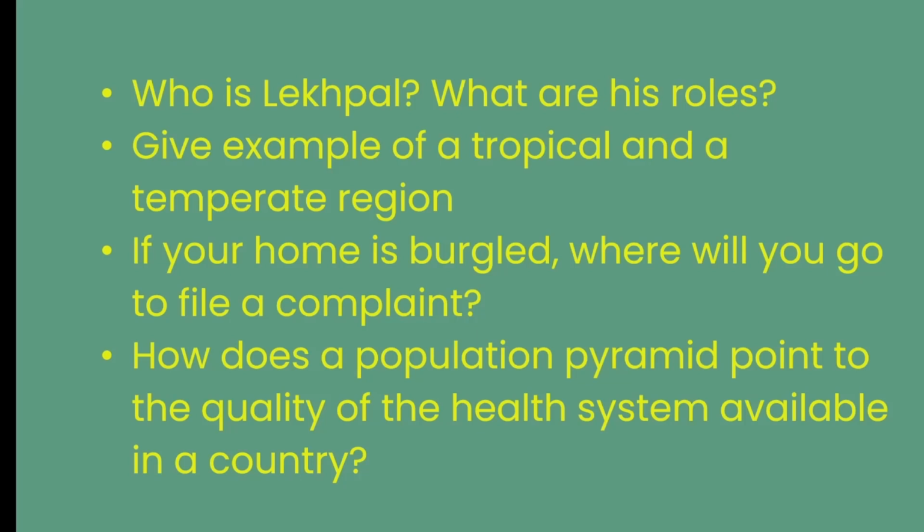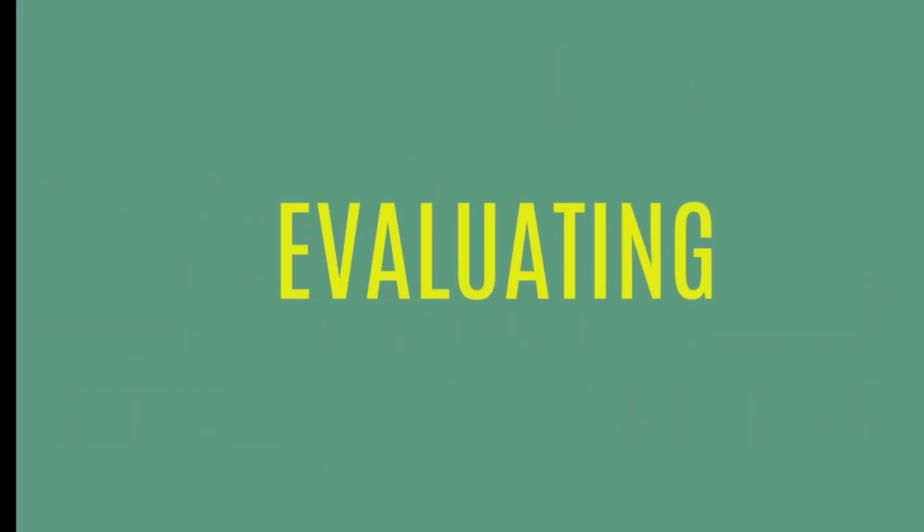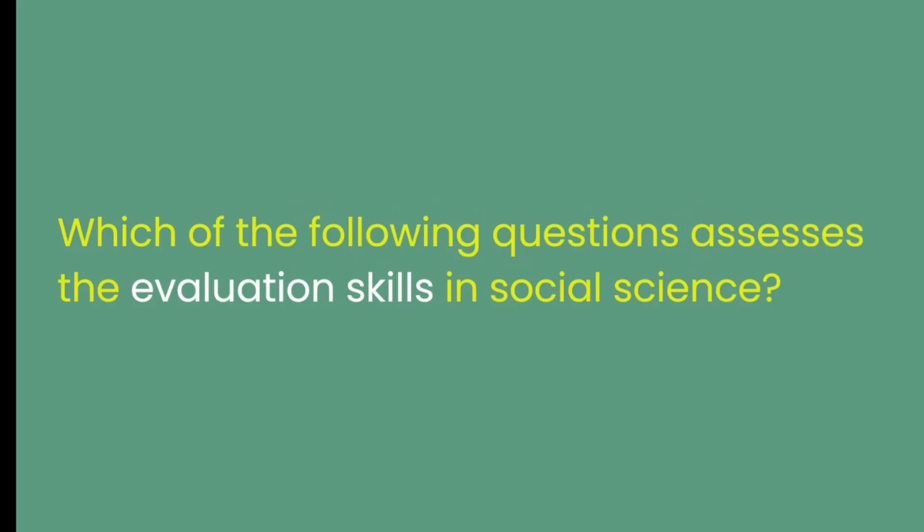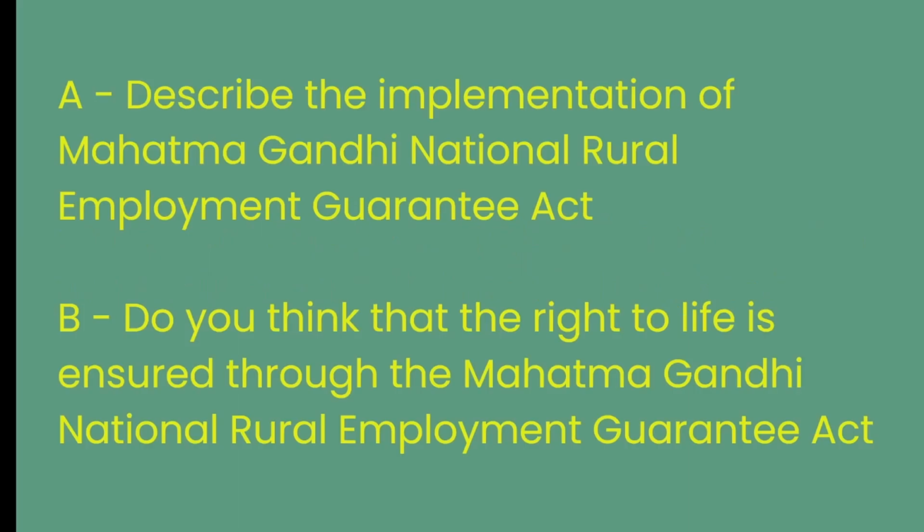But if you are asked, how does a population pyramid point to the quality of health system available in a country? You are analyzing. You have to know what the dimensions of a population pyramid are, what the dimensions of a health system are, and how one affects the other. So here you are applying your knowledge and understanding, and this becomes an analyzing question. Moving on to evaluating. Which of the following questions assesses the evaluation skills in social science?